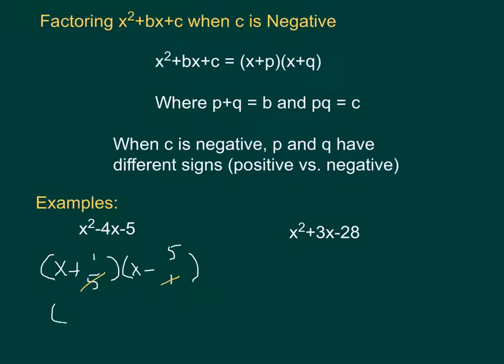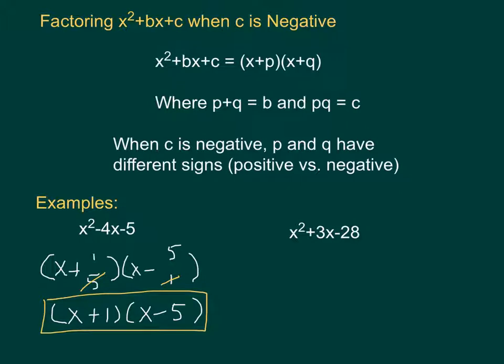So the factored form is going to be (x plus 1)(x minus 5). A quick check will show us that that is indeed the correctly factored form of my trinomial x squared minus 4x minus 5.